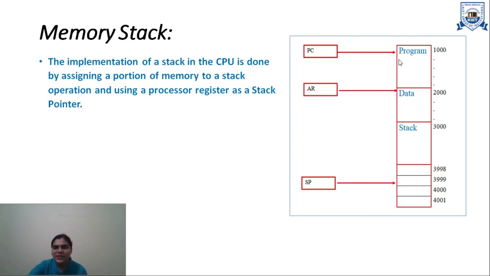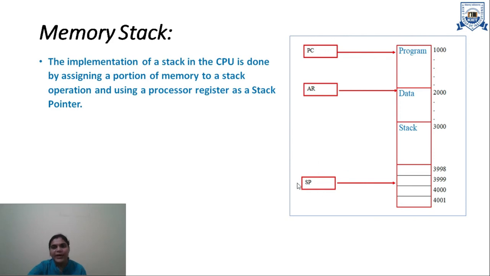The program section is accessed by a register called the program counter. The program counter always stores the address of the next instruction to be fetched. For data, the address register is used to access the data from memory. The address register stores the address of the data which is accessed from memory, or the data that is going to be written into memory.